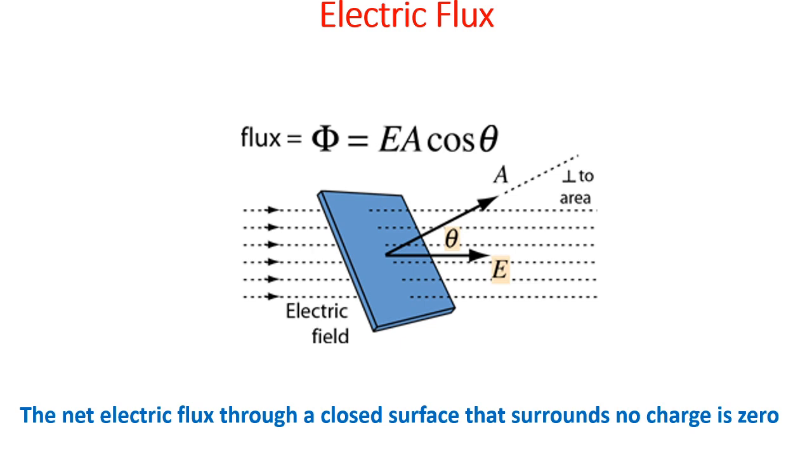You can see the diagram also. We have the surface a little inclined. E is passing perpendicular to the surface. So E, A and theta.